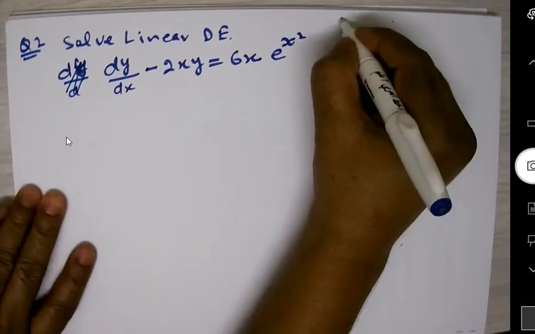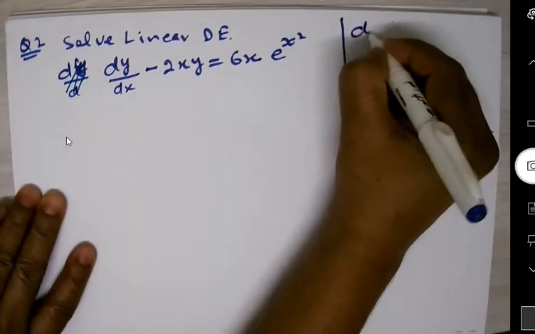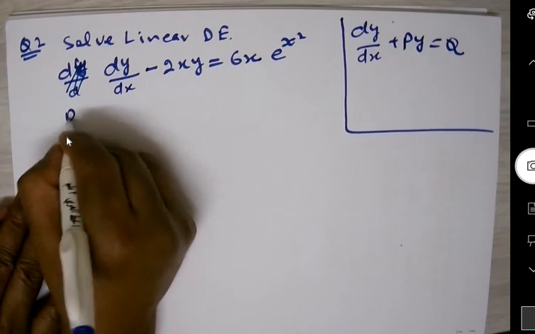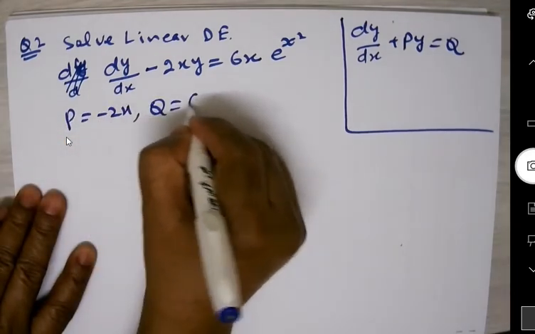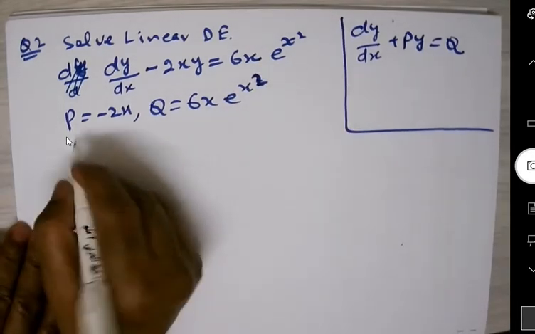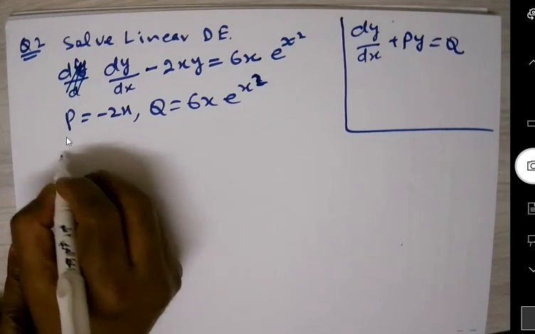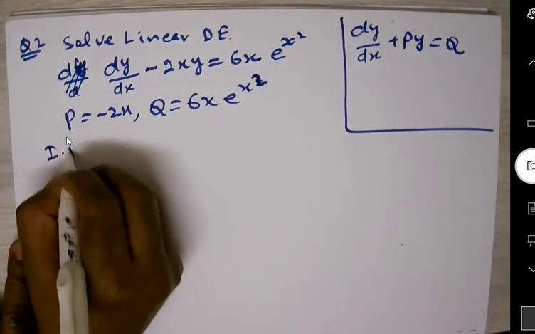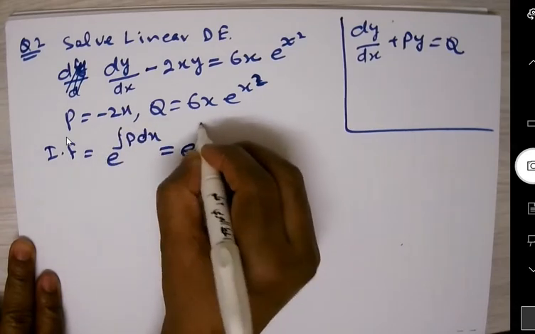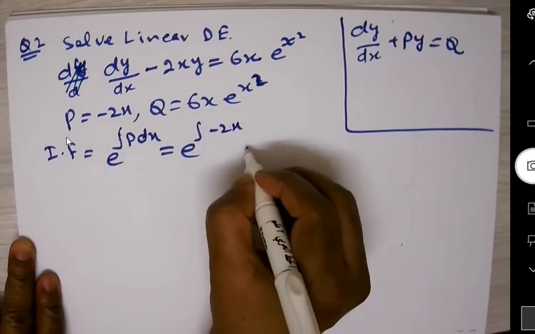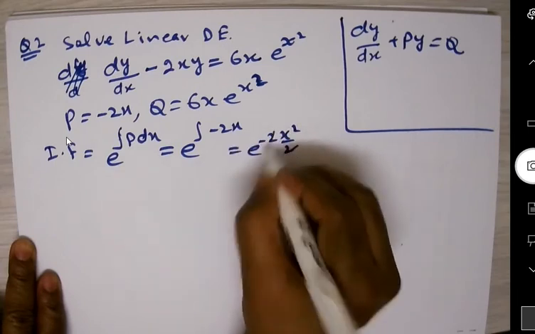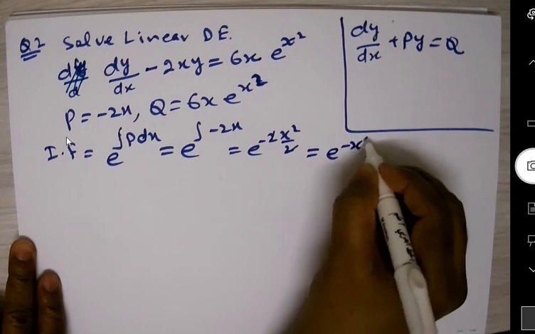If you want to write the solution, you just have to compare the values of p and q. So p equal to minus 2x, q is equal to 6x e power x square. Now, you have to write the p and q values, then integrating factor, 2 steps. Integrating factor e raised to the power integral of p dx, p means minus 2x. So integrate it. E power minus 2, integration of x means x square by 2. So this cancels. It means e power minus x square.